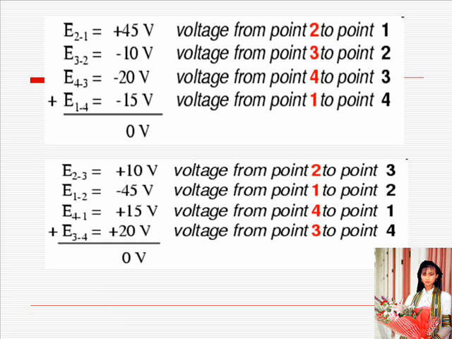This principle is known as Kirchhoff's voltage law, discovered in 1847 by Gustav R. Kirchhoff, a German physicist. And it can be stated as such. The algebraic sum of all voltages in a loop must equal zero.